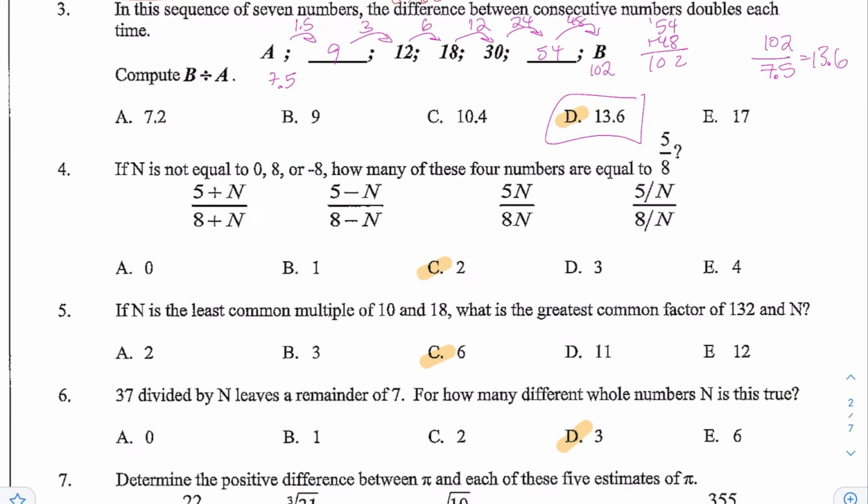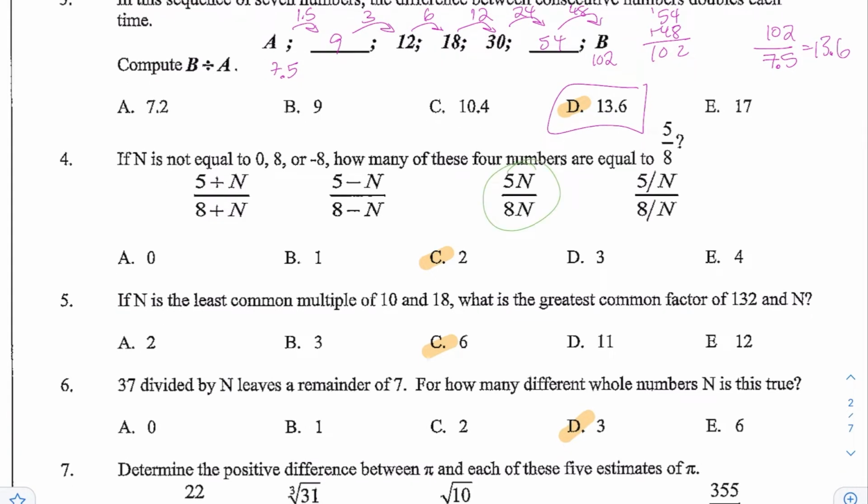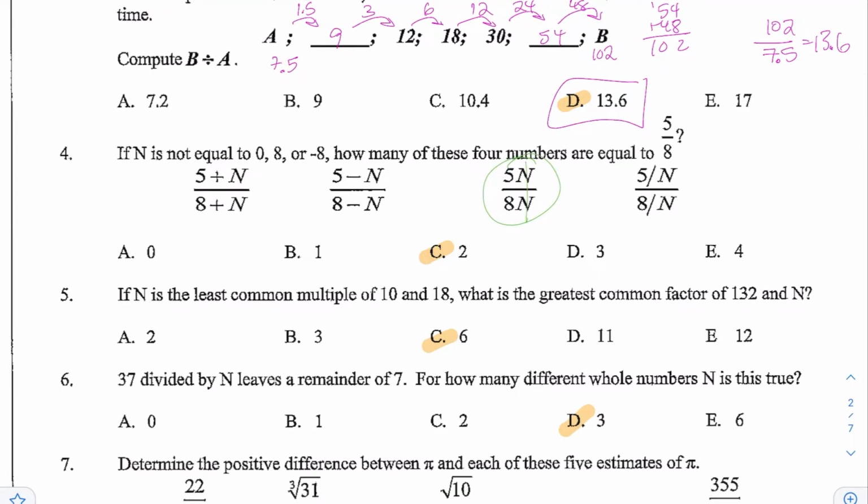Next, for number 4, if n is not equal to 0, 8, or -8, how many of these 4 numbers are equal to 5/8? So you have to go through all the choices and see which one is equal to 5/8. Well, if you look at 5n divided by 8n, the n cancels out, and you just get 5/8, which is what you want. And then the other one will be here.